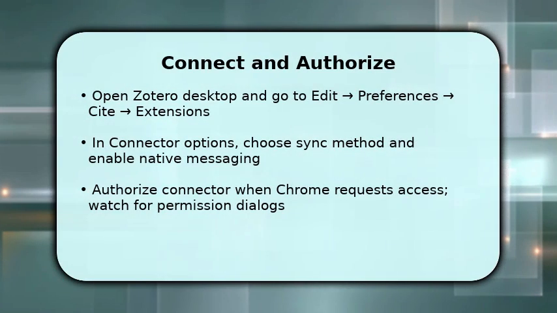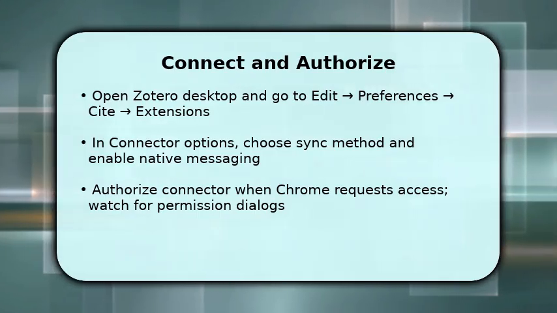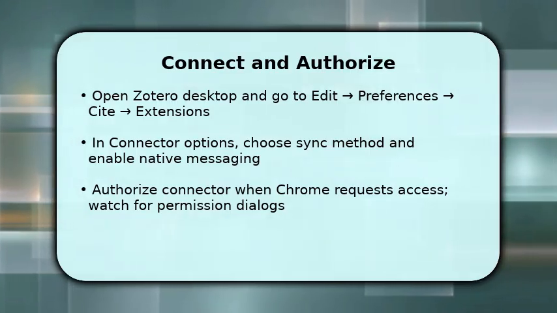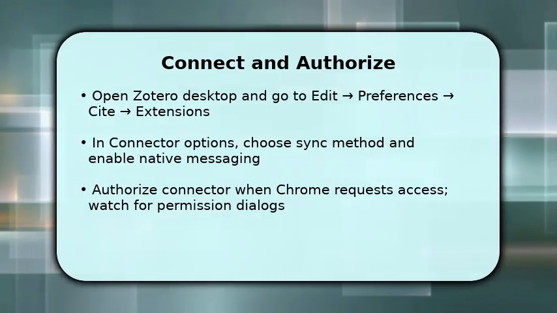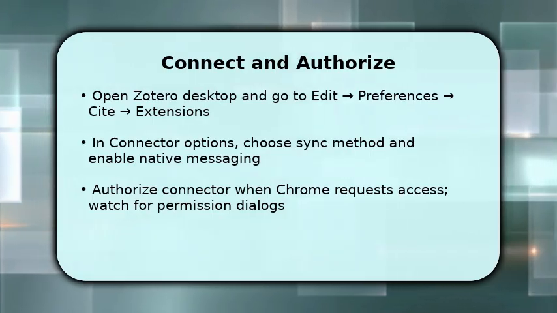With the connector installed, focus on authorizing communication. Open Zotero desktop and navigate to Preferences to verify connector settings. Enable native messaging so Chrome can send commands. Then in Chrome, click the connector icon and choose Connect to Zotero.